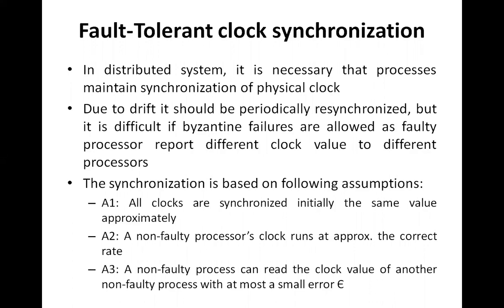The third assumption is that a non-faulty process can read the clock value of another non-faulty processor with at most a small error. Because whenever a process is going to read the clock value of another process, it may be possible that there is a lag of time. So whenever a non-faulty process reads the clock value of another non-faulty process, there may be a small error, which is designated by epsilon.